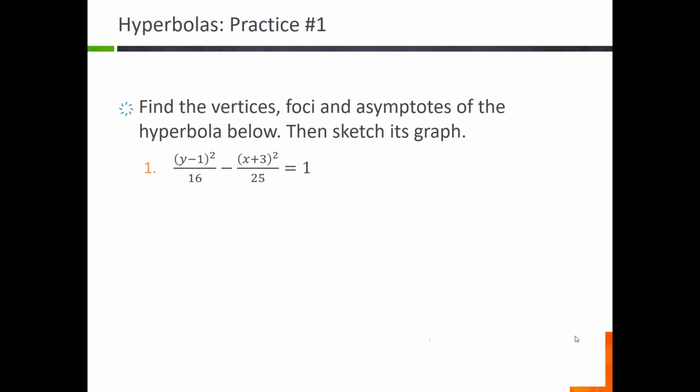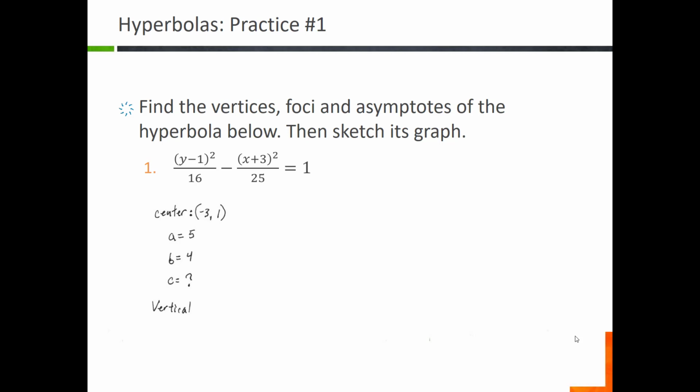So this is given to us in standard form already, so we should be able to pick out some basic information right off the bat. We should be able to figure out that the center is (-3, 1). We should be able to figure out that a is 5, because that's what goes with x, and a squared is 25. B goes with the y, and since it's a 16, b is 4.